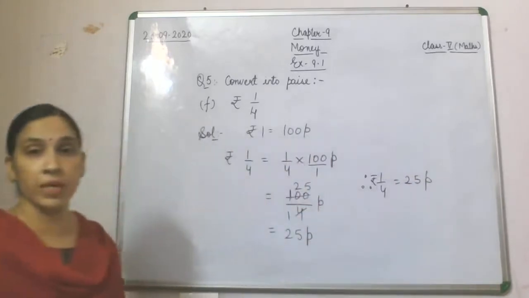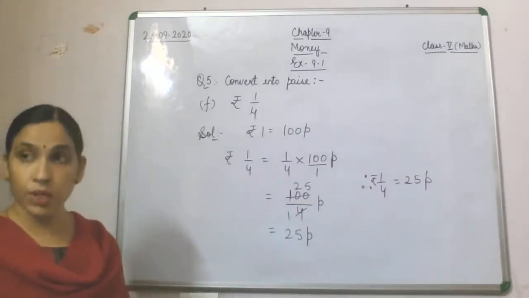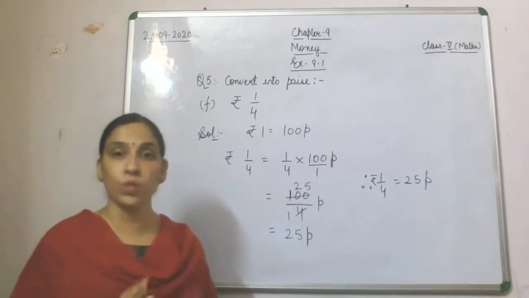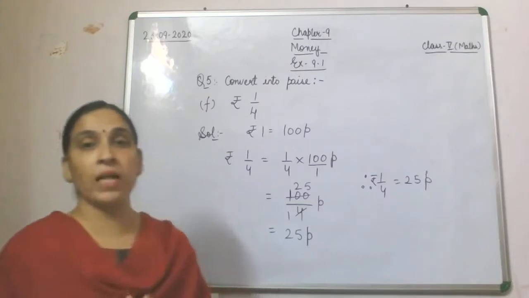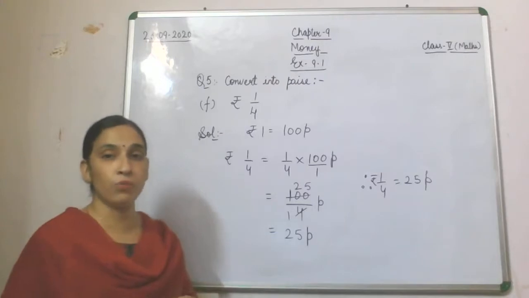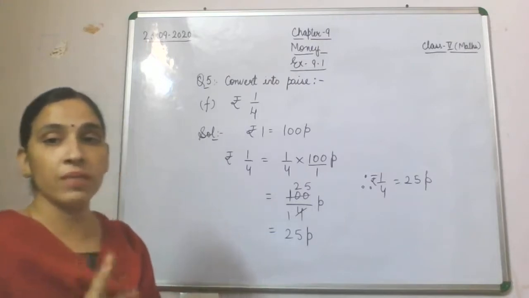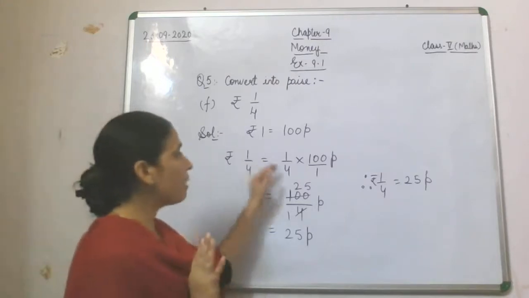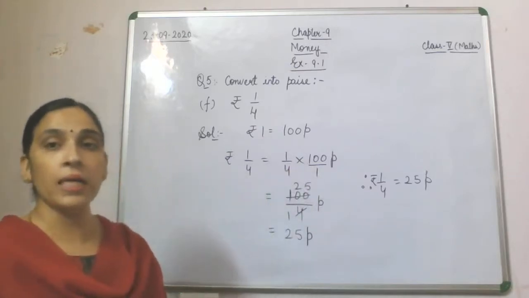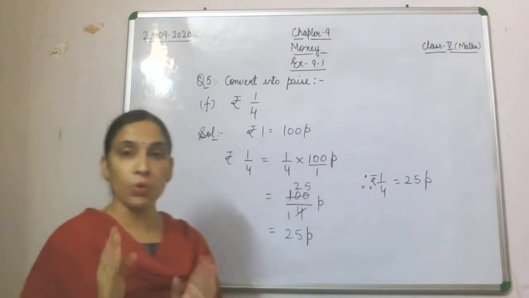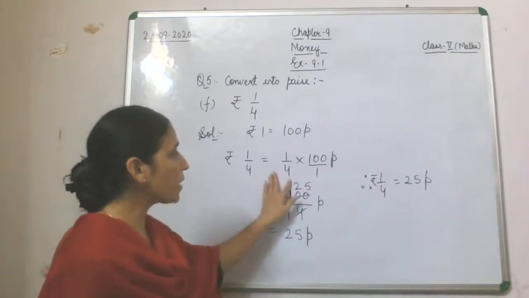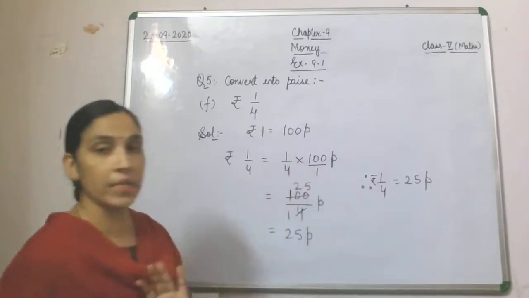See what we have done in this question. Whenever you have been given any rupee in fraction, that rupee fraction will be multiplied by 100. That is the same procedure you have to follow. The rupee which is given in fraction form will be multiplied by 100 paisa. And then you know how to multiply a fraction with a whole number.